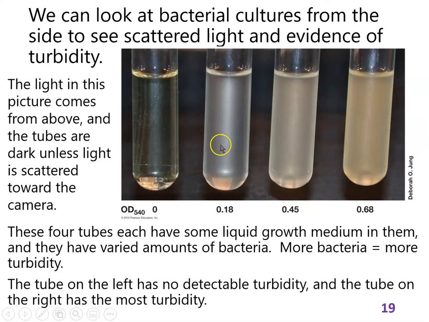So this is what they would look like if we're putting them into a spectrophotometer to figure out how many cells there are. One thing you should know is that this tube, we can't see it scattering light, but that doesn't mean there aren't cells in it. That just means there aren't enough cells to scatter detectable light.